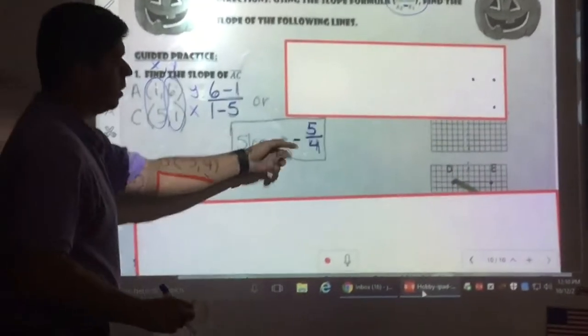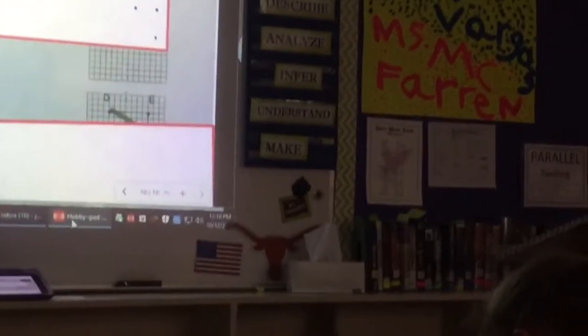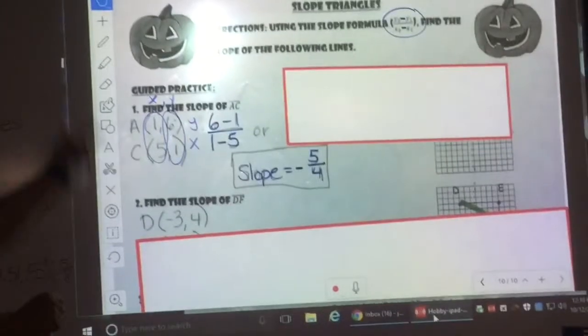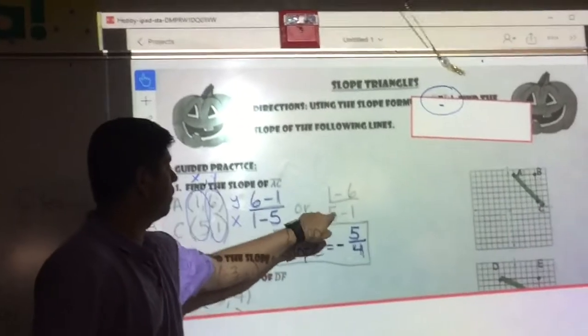Now, we put the negative in front. Even though this is negative 4, putting it out in front is still the same thing. So that's our slope, negative 5 over 4. What you can also do is go backwards. We went from 6 minus 1 and then 1 minus 5, but you would get the same thing if you said 1 minus 6 or 5 minus 1.